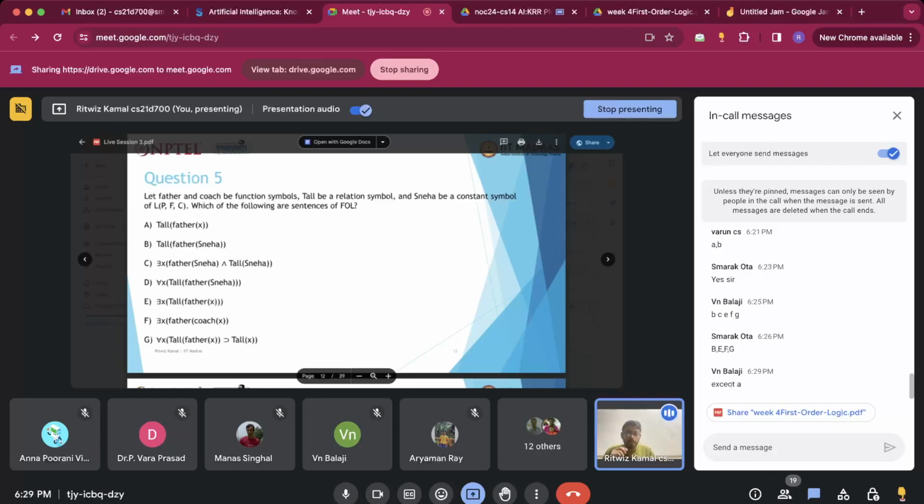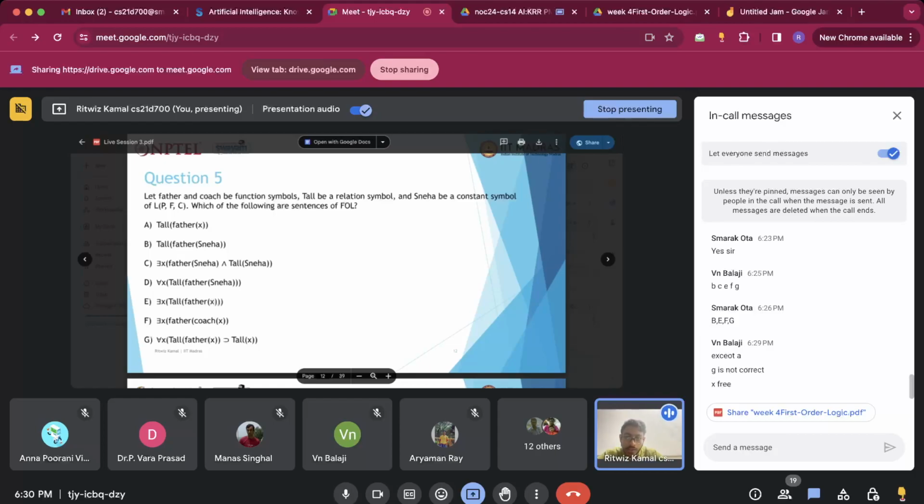Okay, if not, then let's go through the options one by one and see which of them would or would not be correct. So let's look at the first option. Tall, tall bracket father of x. Firstly, does this contain a free variable or not? That's right, x is a free variable, right? It's not within the scope of any quantifier over here, so A cannot be a correct option. What about option B?